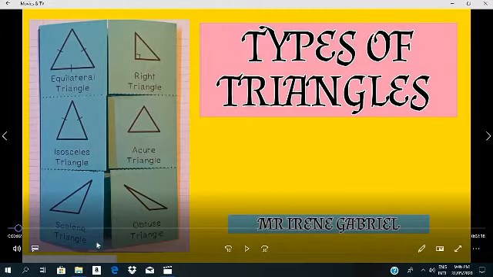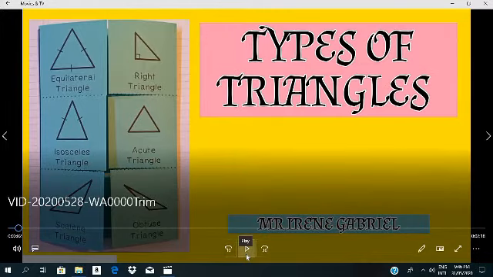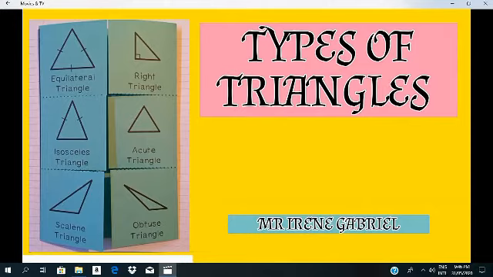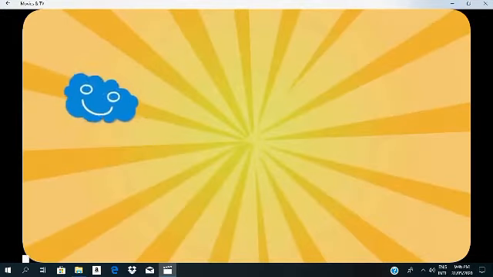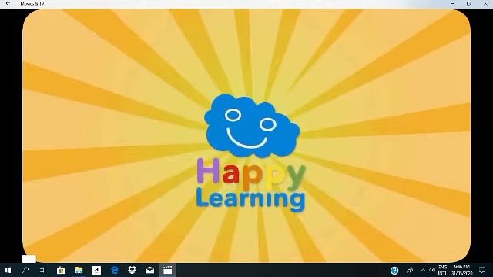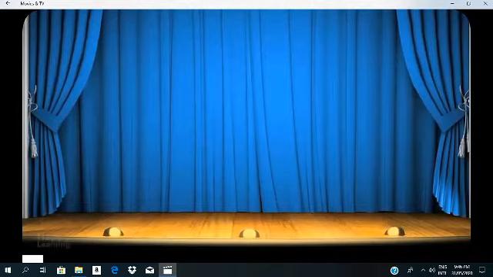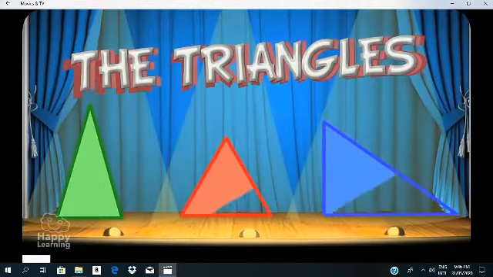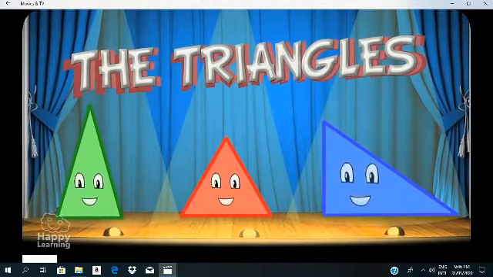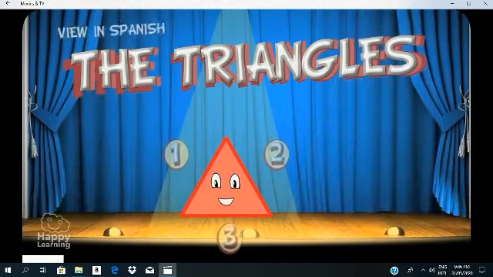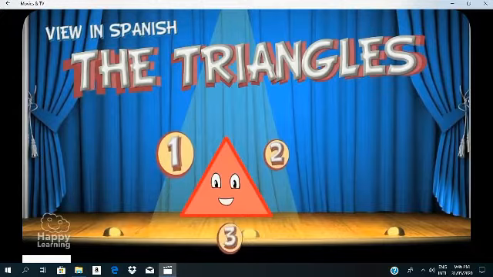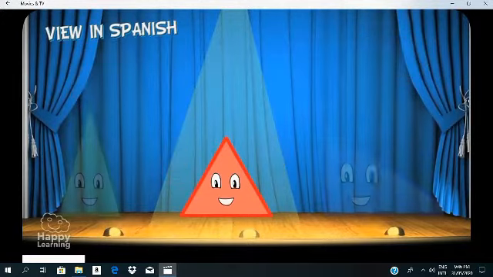Before we go into the types of triangles, I want us to explore some facts about triangles. And one of our focus here is, what is a triangle? Please write down important points as we progress in this teaching. A triangle is a polygon with 3 sides. We have 1, 2, 3 sides.